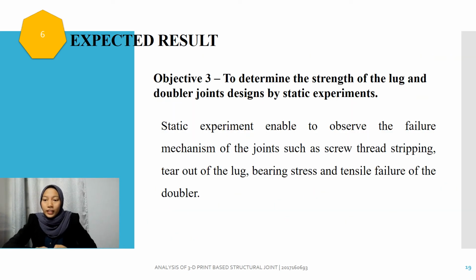For the last objective, to determine the strength of the lug and double joint designed by static experiment. The static experiment enables us to observe the failure mechanism of the joint, such as screw thread stripping, tear out of the lug, bearing stress, and tensile failures of the doubler.